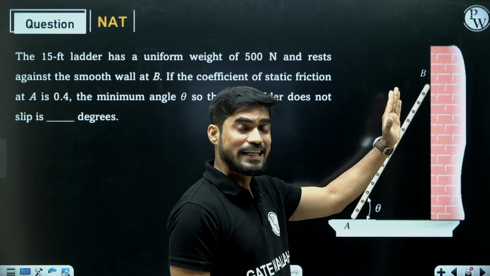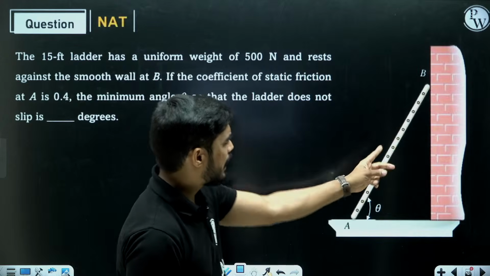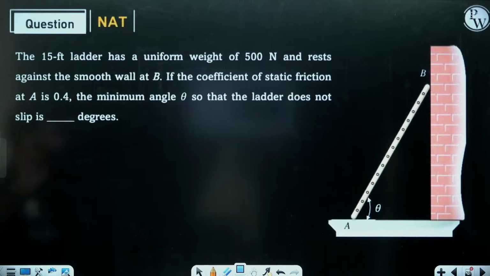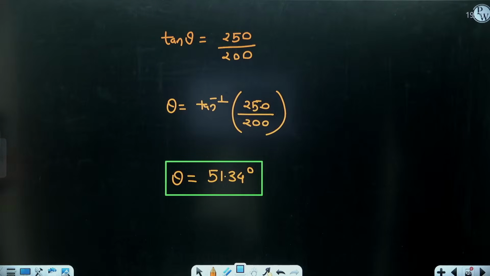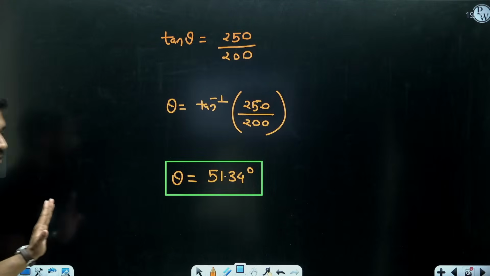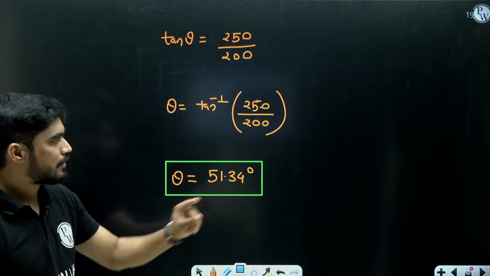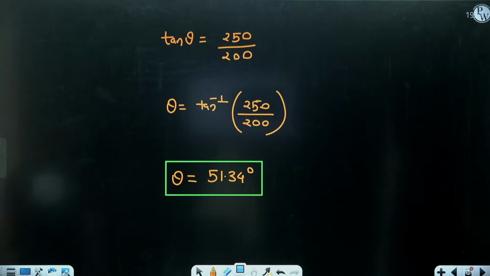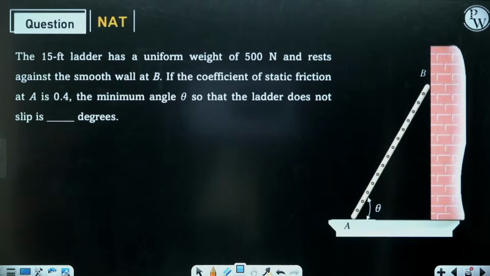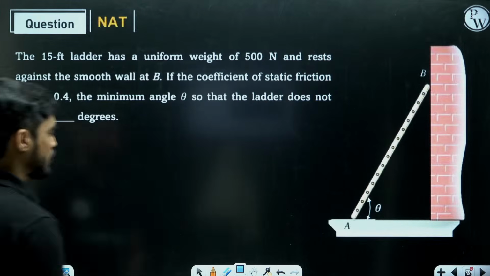If I decrease the angle theta even slightly, the ladder will start falling. So this is the minimum theta till which it will not slip. If I reduce the angle theta further even slightly, it will start slipping. Okay. So I hope that you will be able to solve this ladder type questions also.